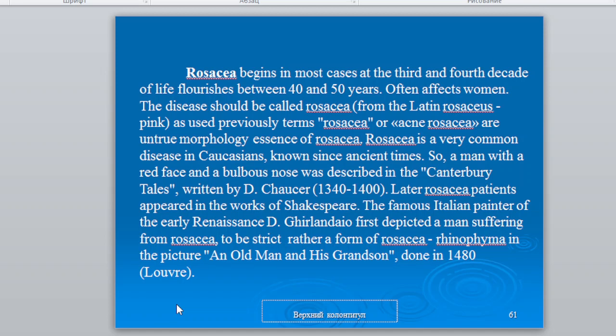Rosacea is a very common disease in Caucasians, known since ancient times. So, a man with a red face and a bulbous nose was described in the Canterbury Tales, written by G. Chaucer, 1340 to 1400. Later rosacea patients appeared in the works of Shakespeare. The famous Italian painter of the early Renaissance, Ghirlandaio, first depicted a man suffering from rosacea, to be strict, rather a form of rosacea, rhinophyma. In the picture, an old man and his grandson, done in 1480, Louvre.